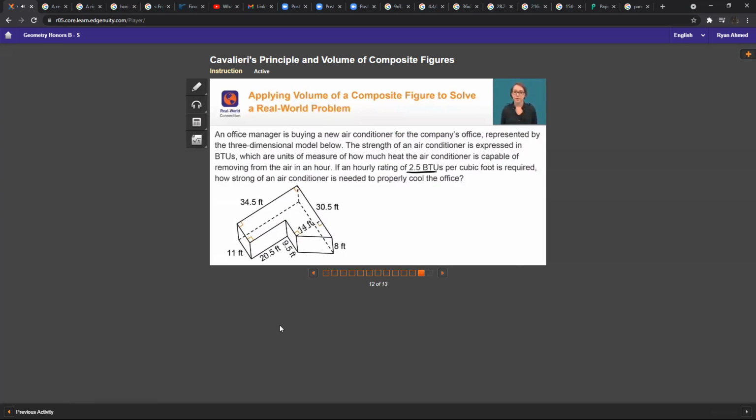How strong of an air conditioner is needed to properly cool the office? So we're dealing with something in cubic feet. So we have this unit rate, which means that we're going to want to figure out how many cubic feet are in the total. So I like what you're doing there. Marking it up and breaking it up into composite figures is a really great idea. So let's take a look at what kind of figures we have. And then when we have that understanding, we'll understand exactly how to find what we're looking for, find the volume.